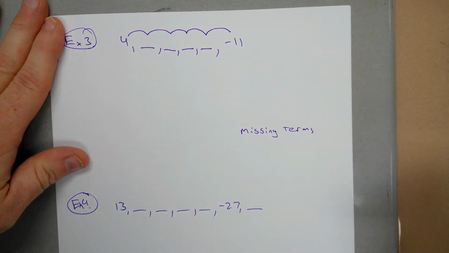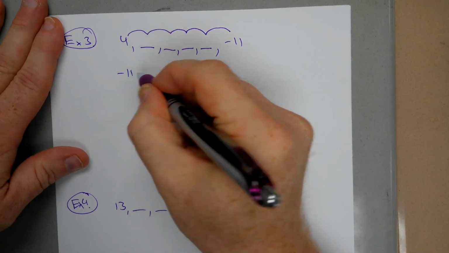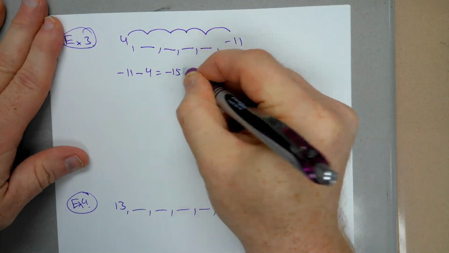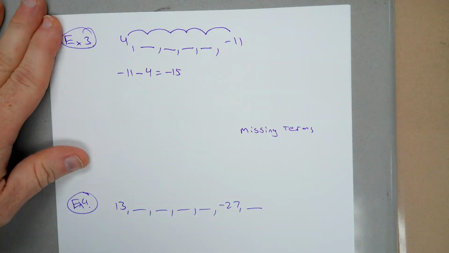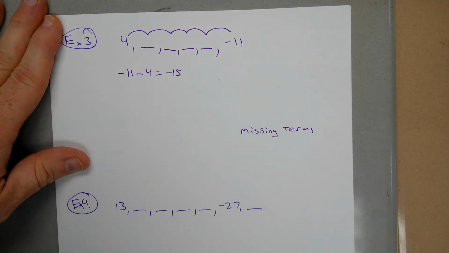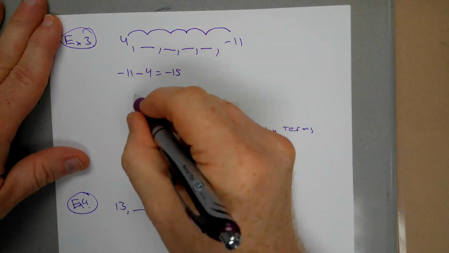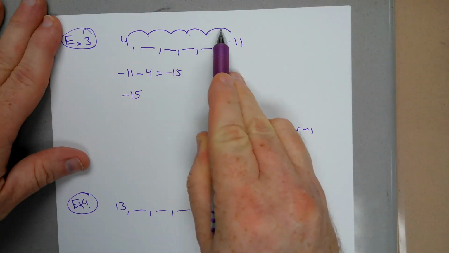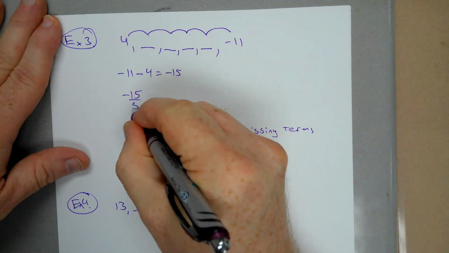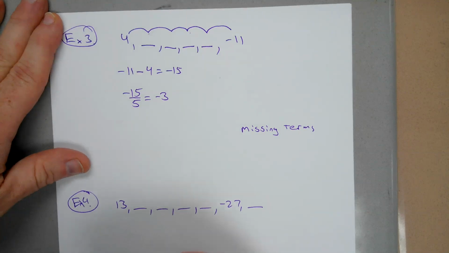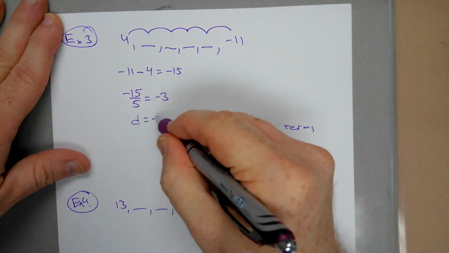Okay, so subtract last minus the first. That's -15. And then divide by the number of skipped spaces, how many it's going to take for me to get to the next known value. So 1, 2, 3, 4, 5. So divided by 5. So that's -3. That means my common difference is -3.